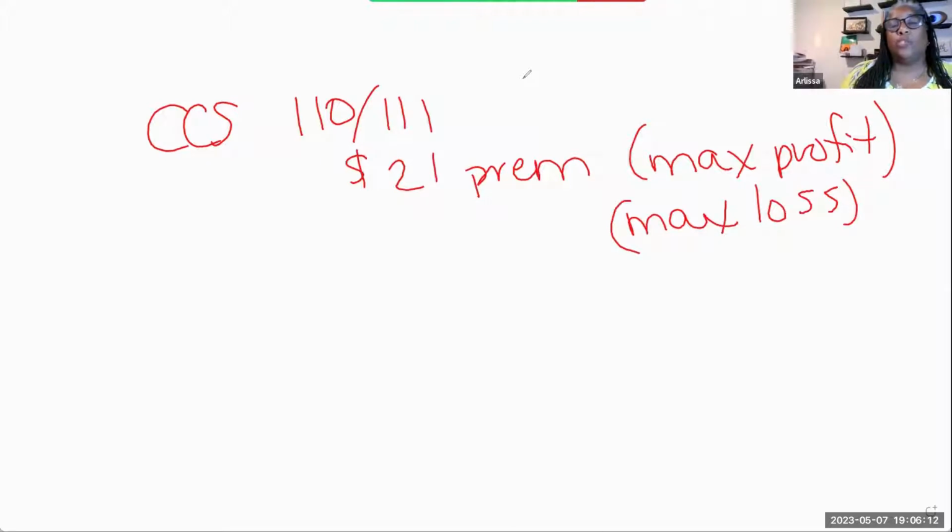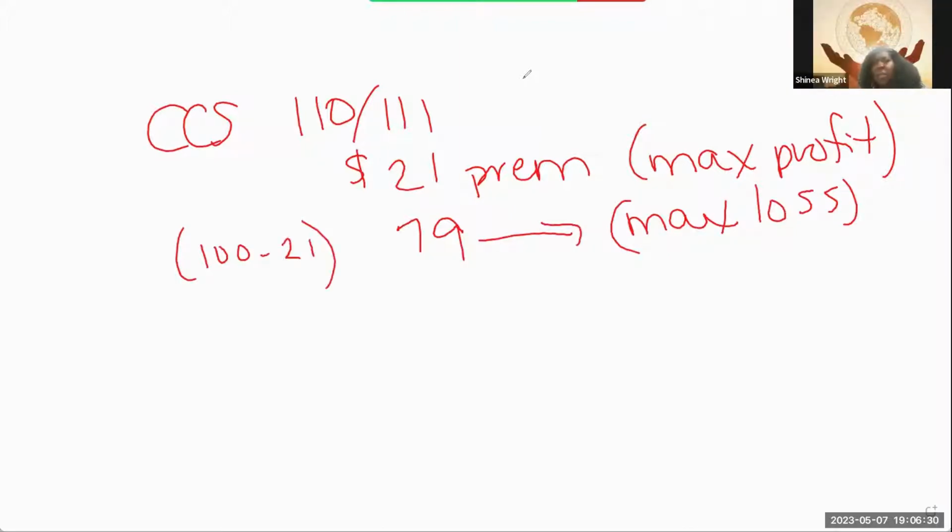Does anyone know what your max loss is? Is it the remainder, that minus 100? So the max loss is $79 because this is the 100 minus the 21. Yeah. That's your max loss.